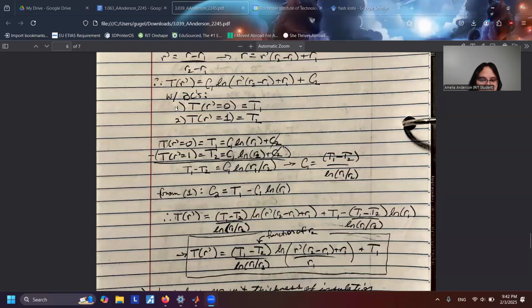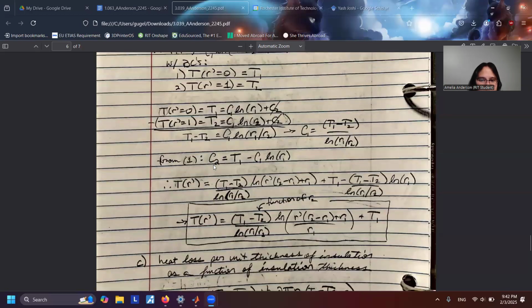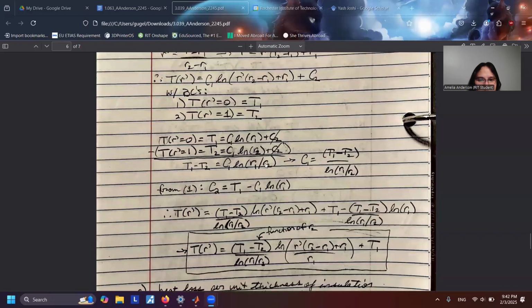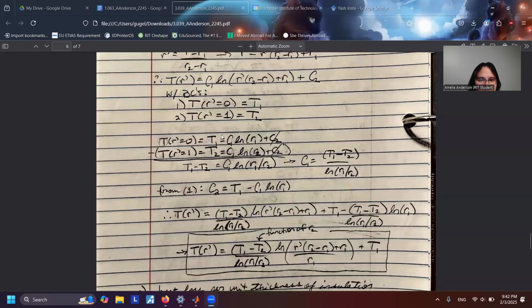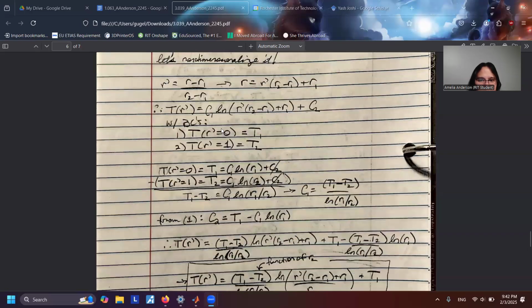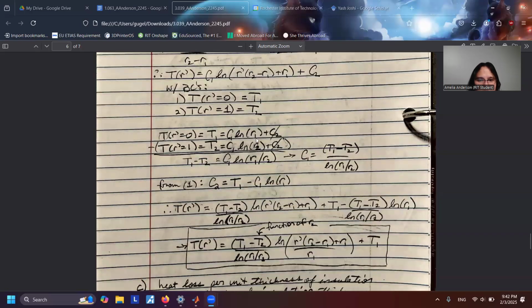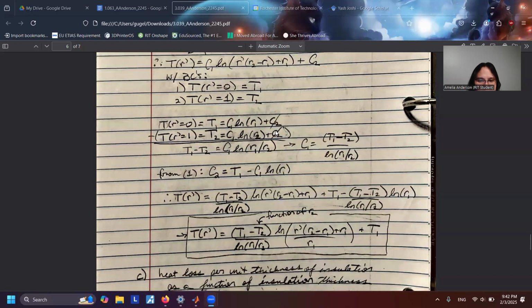From this first boundary condition, we're going to do something similar. We're going to say C2 is equal to T1 minus C1 ln R1. That's just this equation right here. We just have this T1, we subtracted over the C1 ln R1 to leave ourselves the C2.